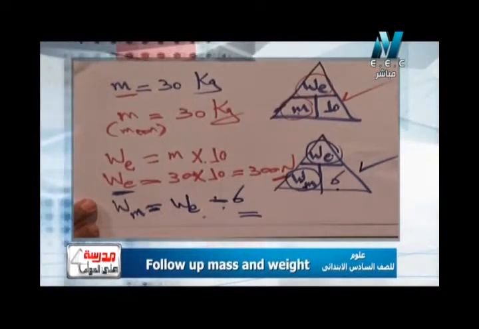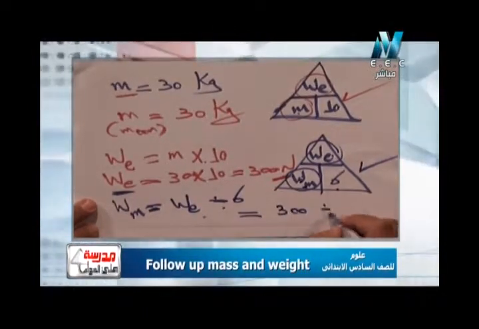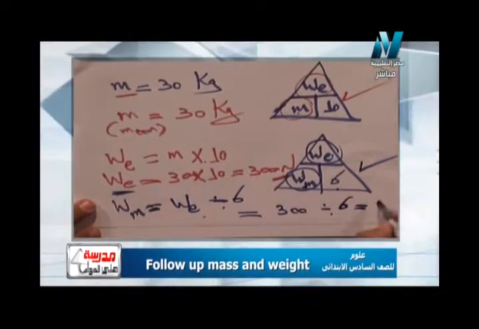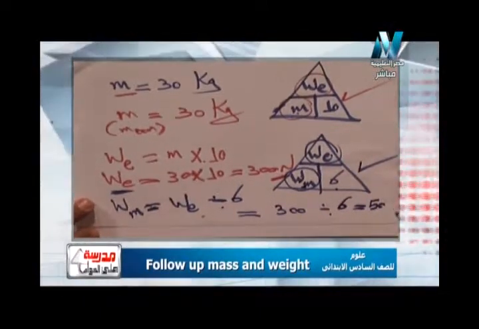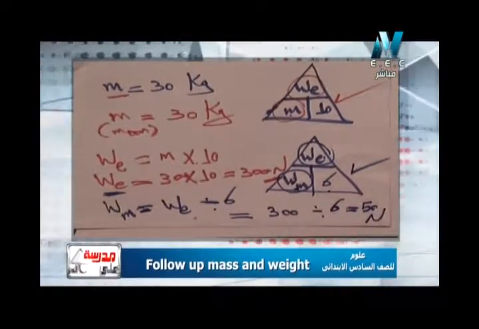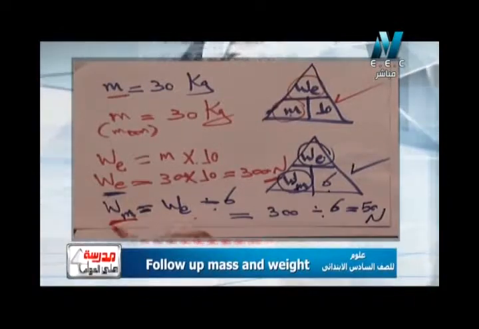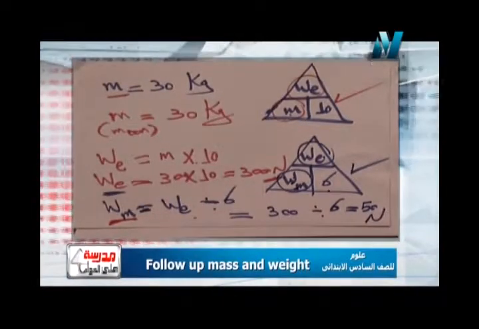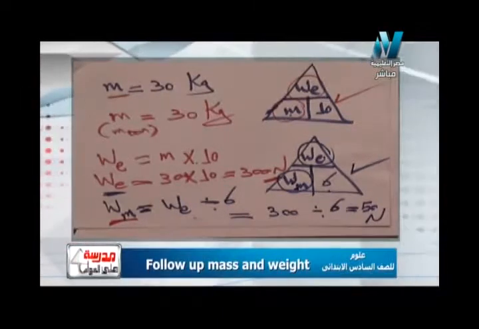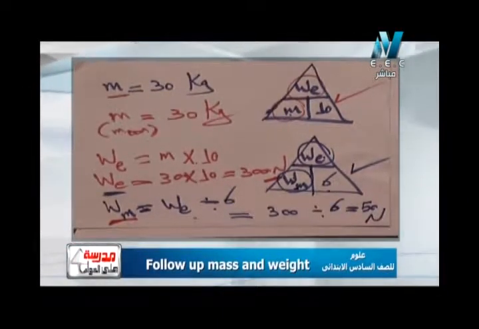So it will be 300 divided by 6 equals 50. 50 what? 50 again Newton. Why? Because again the weight, whether on the moon, on the earth, on Jupiter, or on any planet, is measured by Newton. So again, the problem of mass and weight will be easy if only you practice more and more.